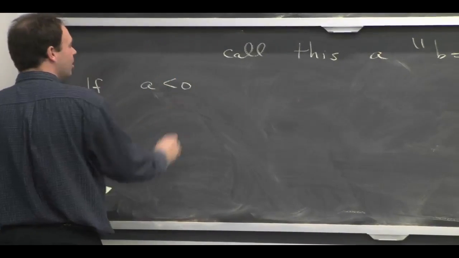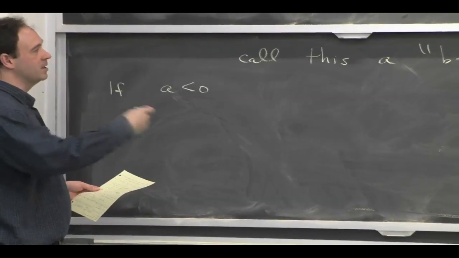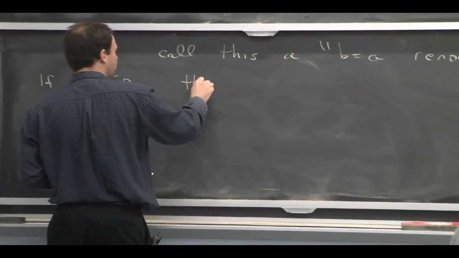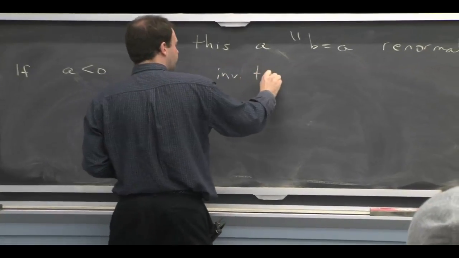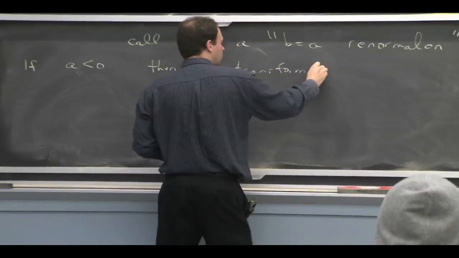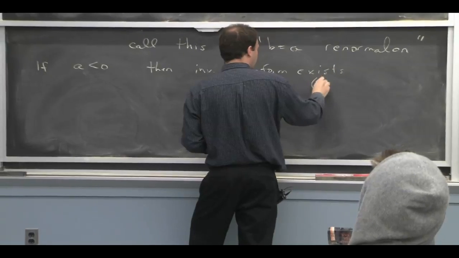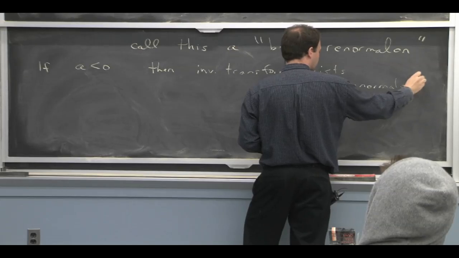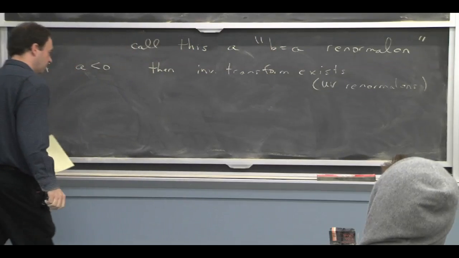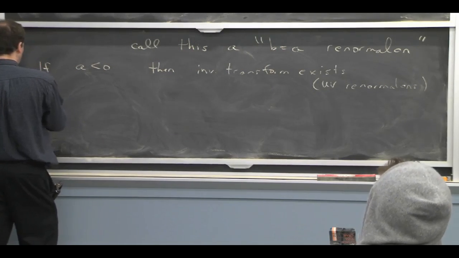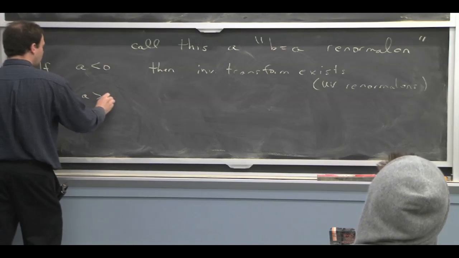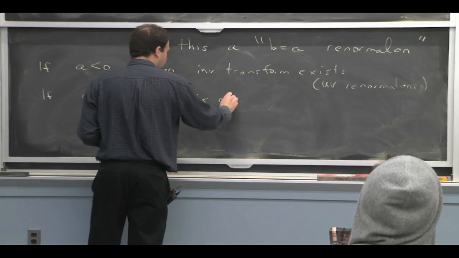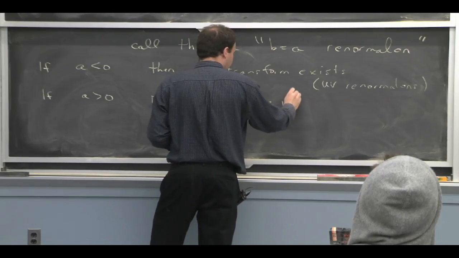So if a is less than 0, your integration contour is positive, and the pole is on the other side, so you don't have a problem. The inverse transform exists. These are called UV renormalons. They still can guide the perturbation theory, and they can be important for thinking about why the perturbation theory is behaving the way it is, but you can do the inverse transform. The real ones that are problematic are a greater than 0, because then the pole is on the integration contour, and we can't do the transform.